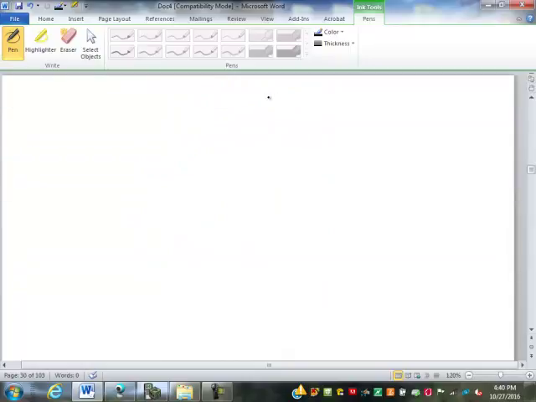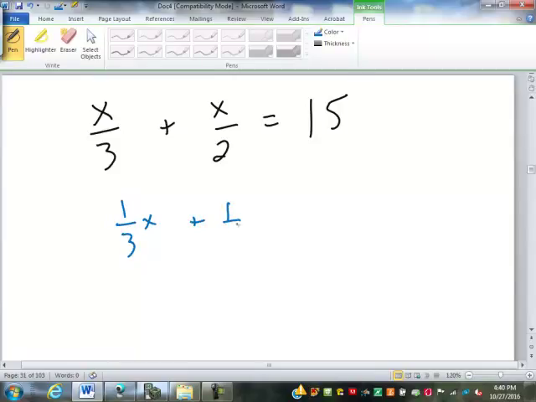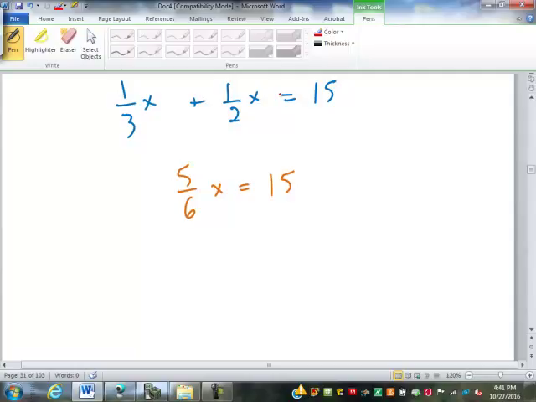We also looked at problems like this one. X over 3 plus x over 2 equals 15. And the way we approached it was like this. We made this 1/3 x and this 1/2 x equals 15. And then we combined them. 1/3 x plus 1/2 x. If we add 1/3 and 1/2, we'll get 5/6 x. Then we divided by 5/6. We would get x equals 18.